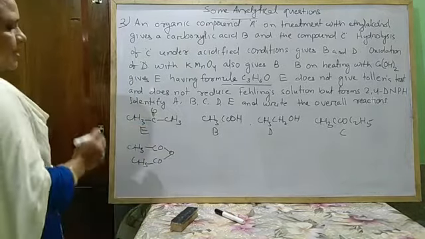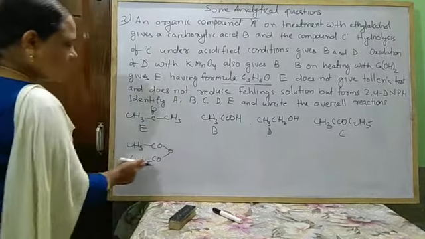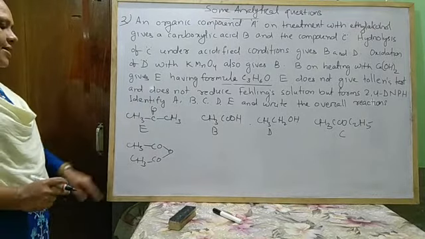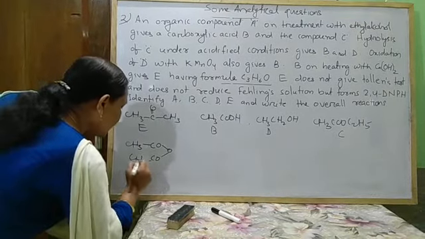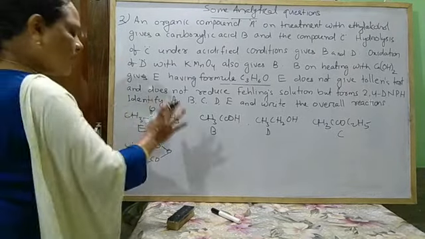this is acetic anhydride, CH3COO CH3CO, acetic anhydride. So this is an acid anhydride, so these are the points. Now wait, and what is the overall reaction?